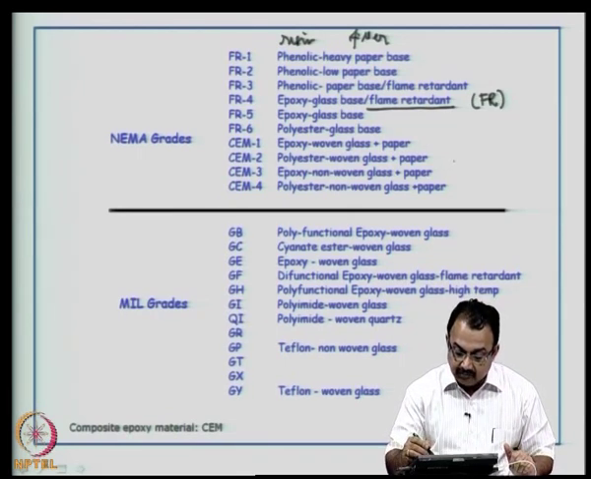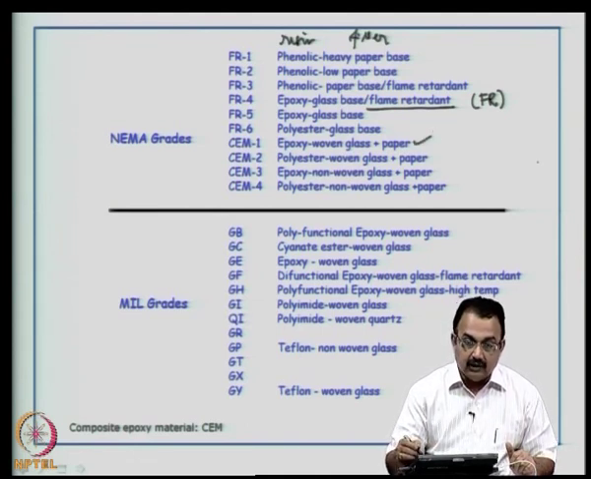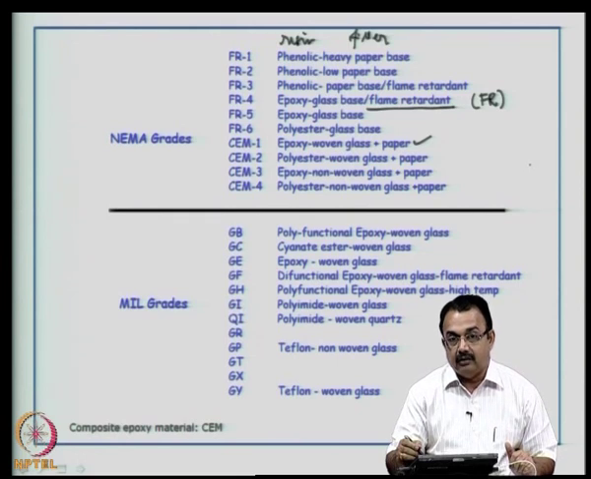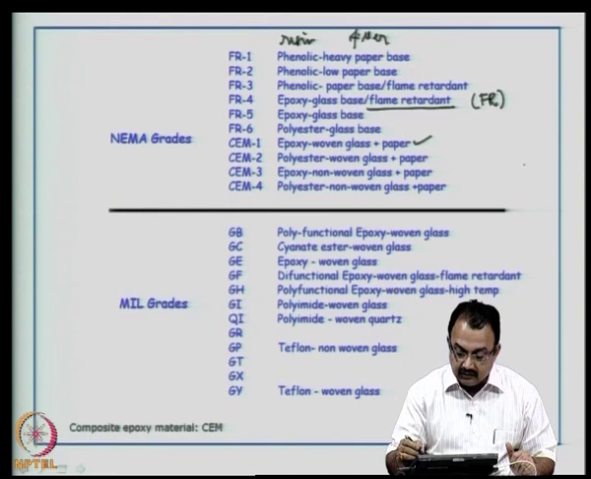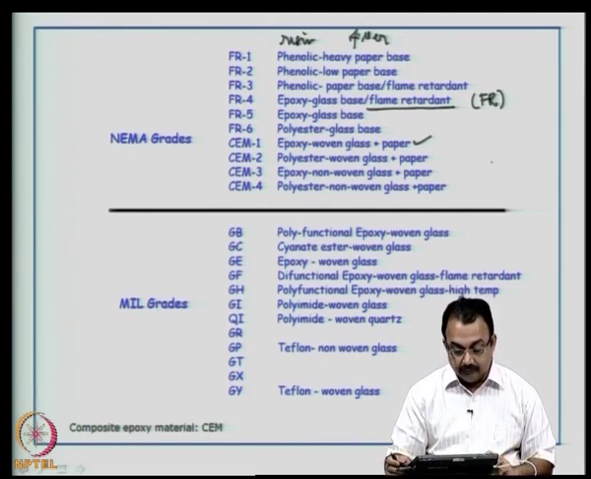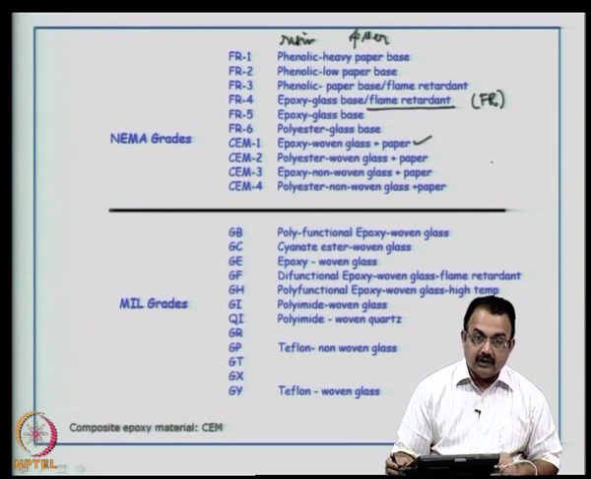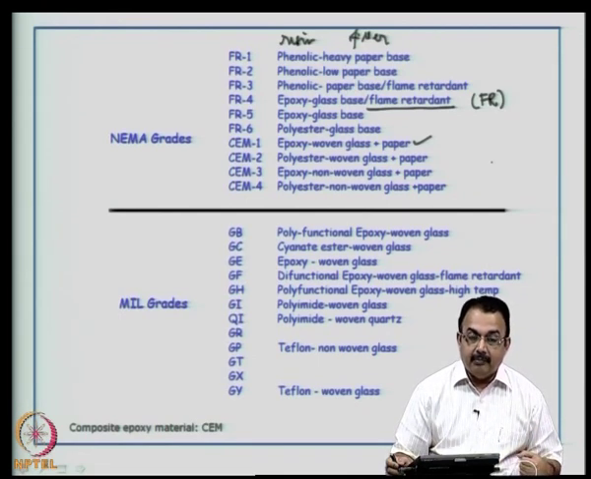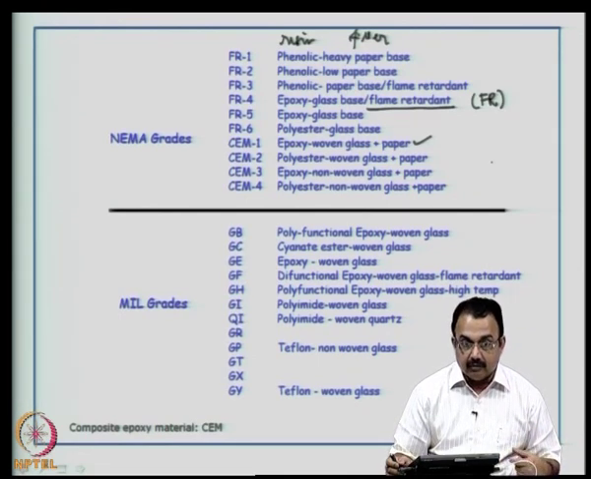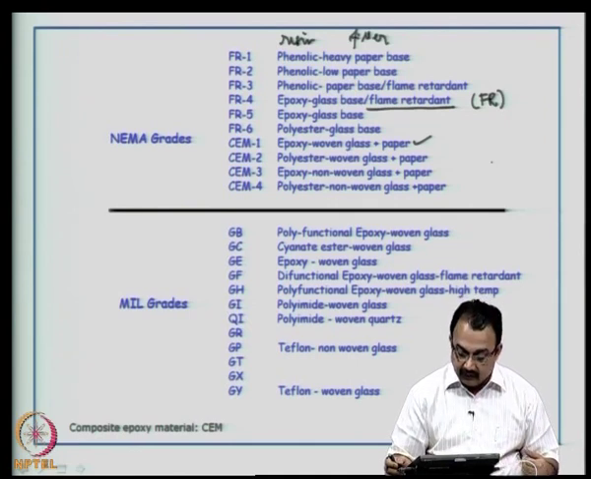You can see, for example, in CEM1 you have epoxy, but at the same time you have woven glass and paper as the composite filler material. CEM2 is polyester, woven glass and paper, CEM3 is epoxy, non-woven glass and paper, and so on. Then you have mill grades. So, in certain cases people follow mill grade or buy mill grade copper clad laminates.